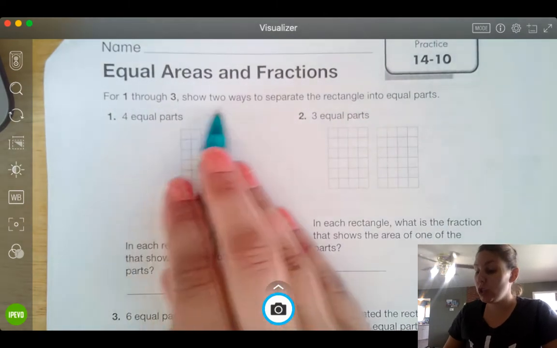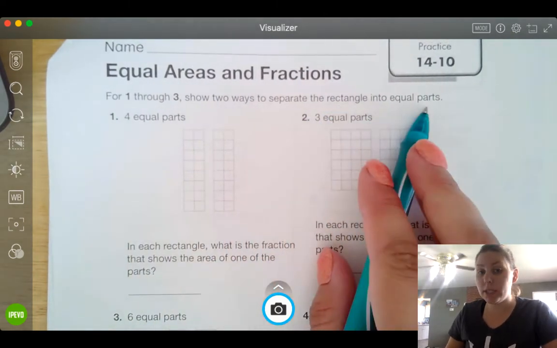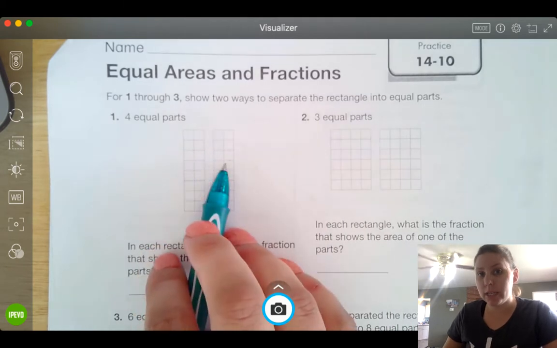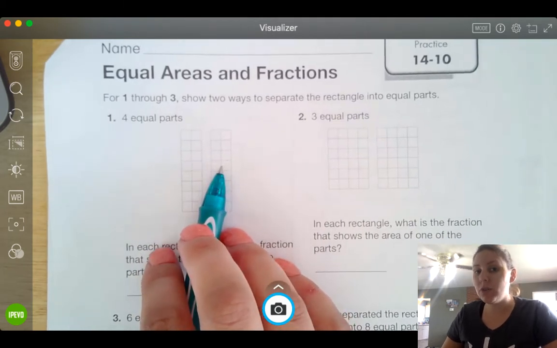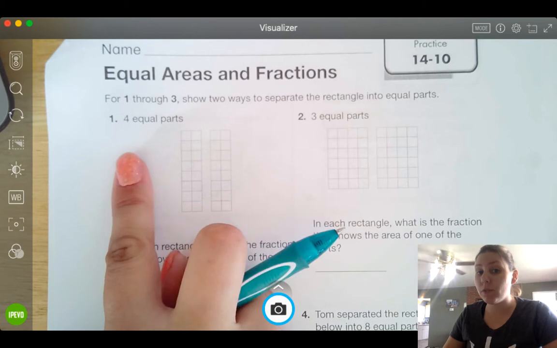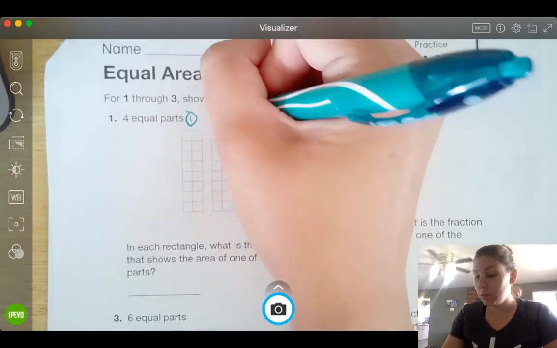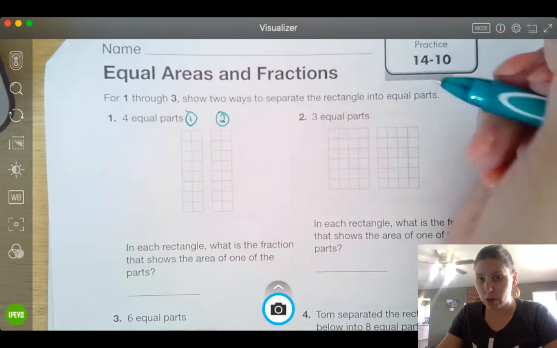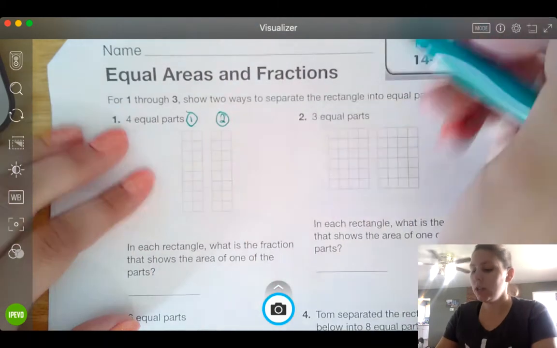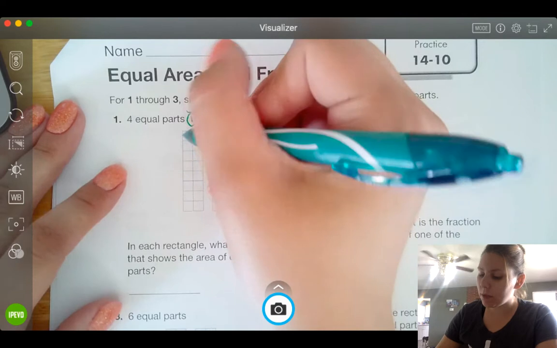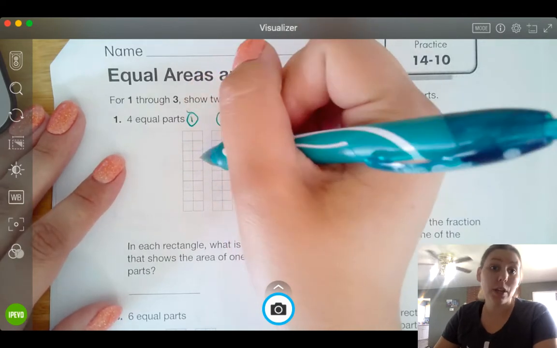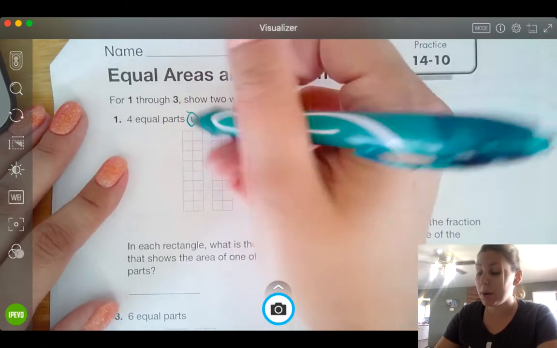So show two ways to separate the rectangle in equal parts. So it gives me two different rectangles, but it wants me to show four equal parts in two different ways. So this is going to be our first way, and this will be our second way of showing it. Okay, so for this first one, I'm going to check how many I have in my total area and then divide it by four equal parts.